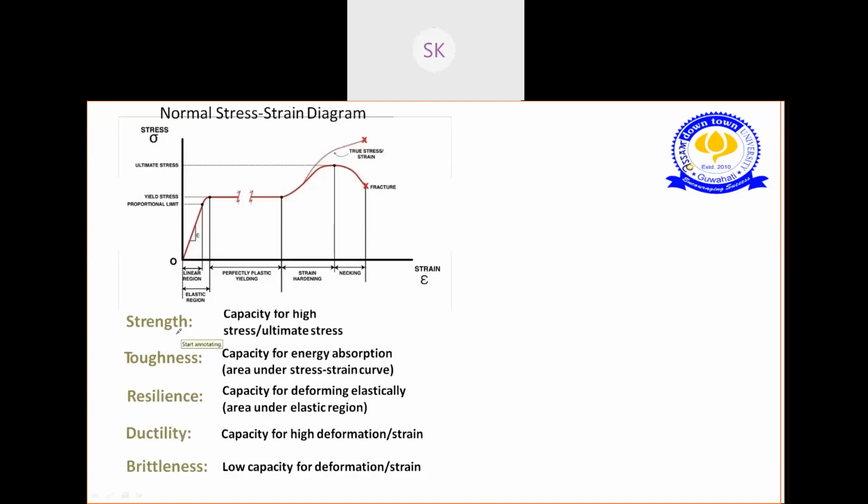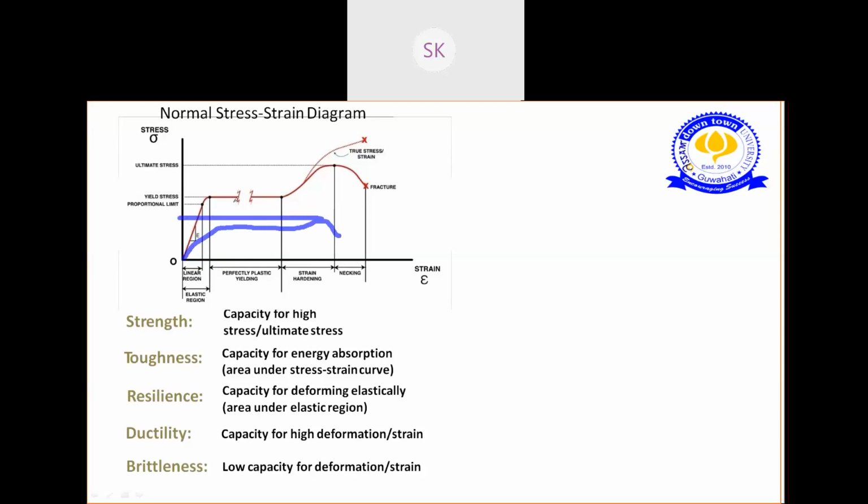Then let's move to another property: strength. Strength is represented by how much stress it can take. From this curve we can find out the capacity for high stress, or ultimate stress. So the curve which has higher ultimate stress will have high strength. Let me draw once again, my curve is very bad. Suppose I have one more curve like this; its ultimate stress is at this point.